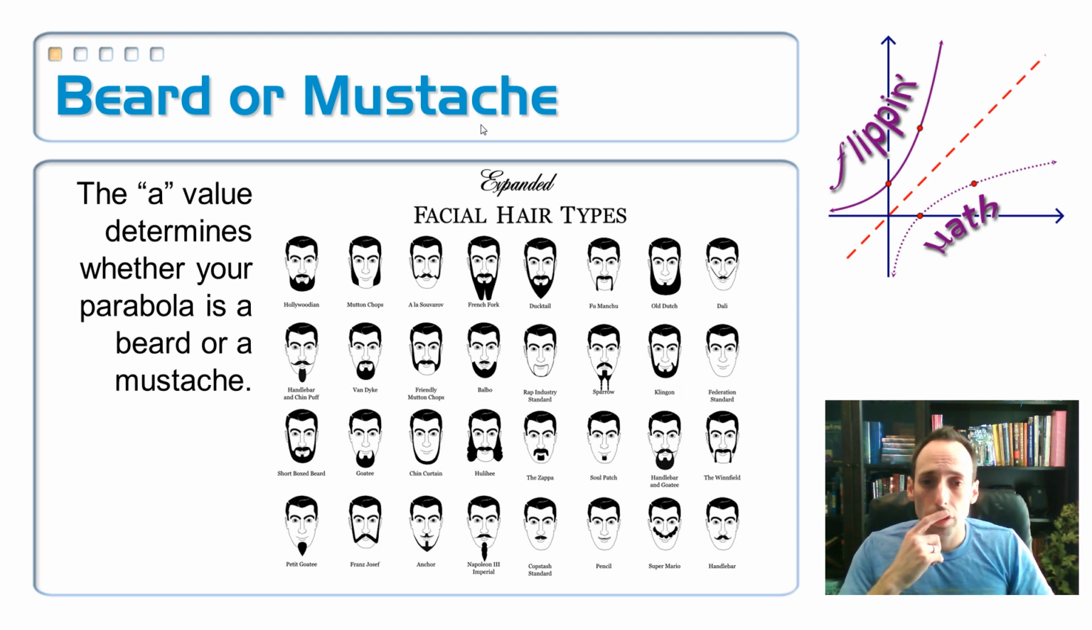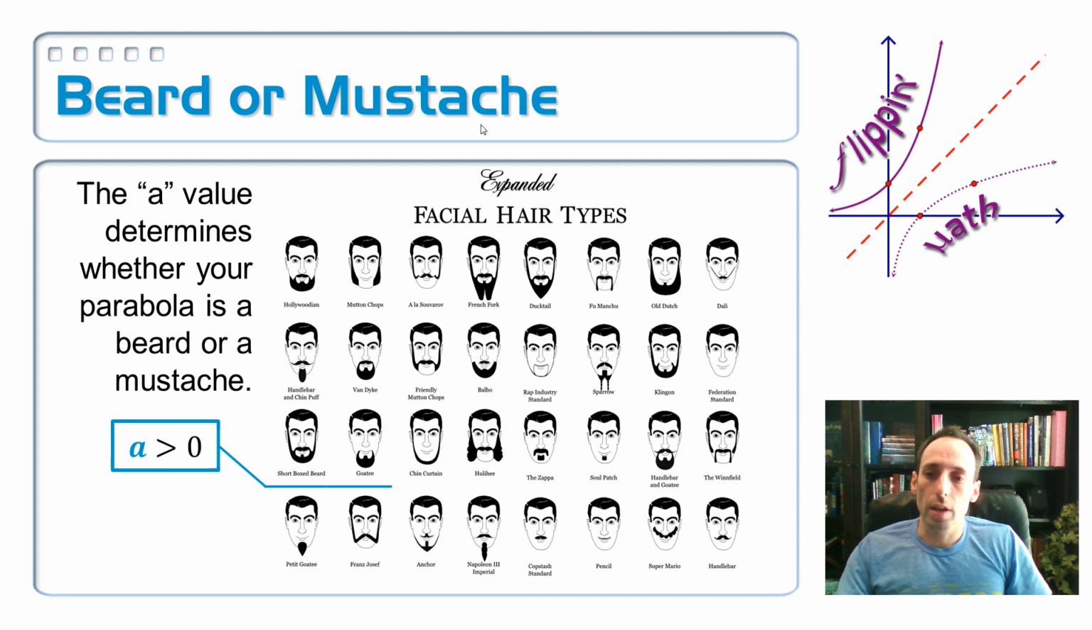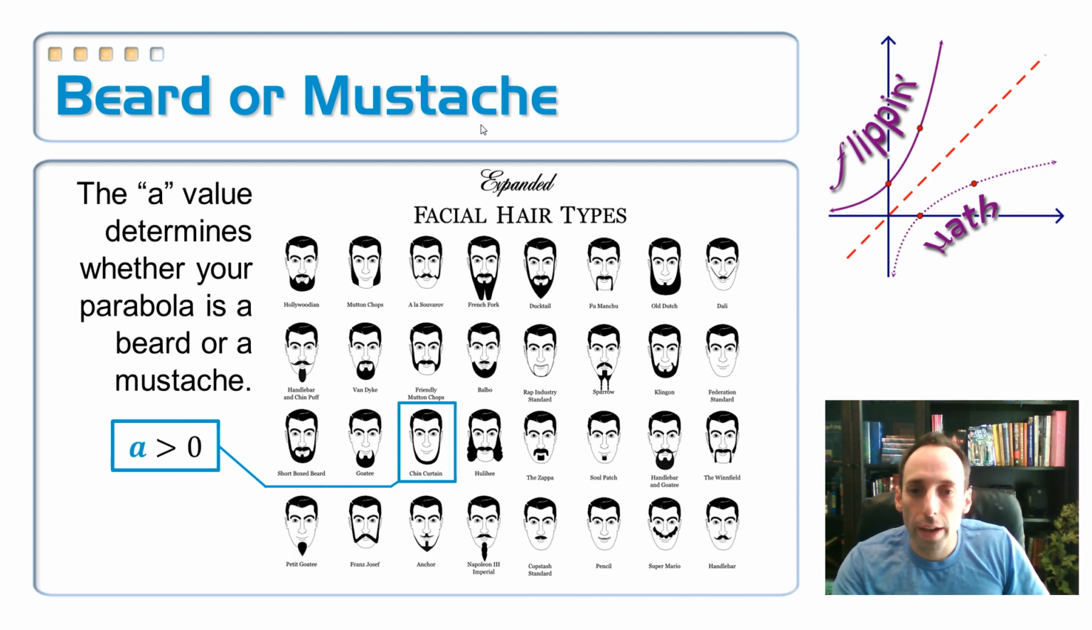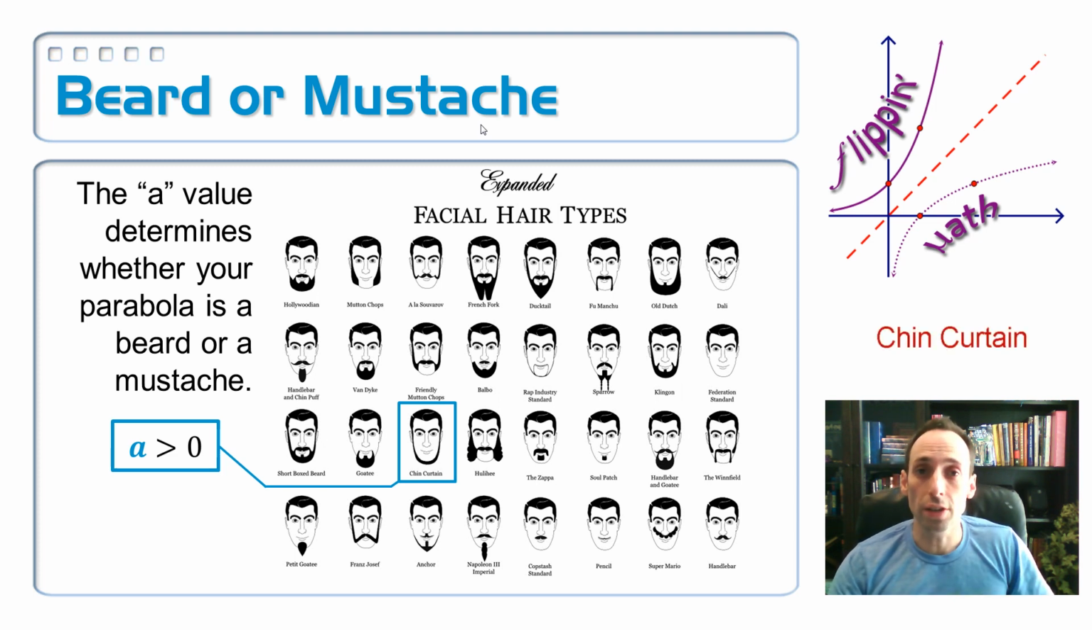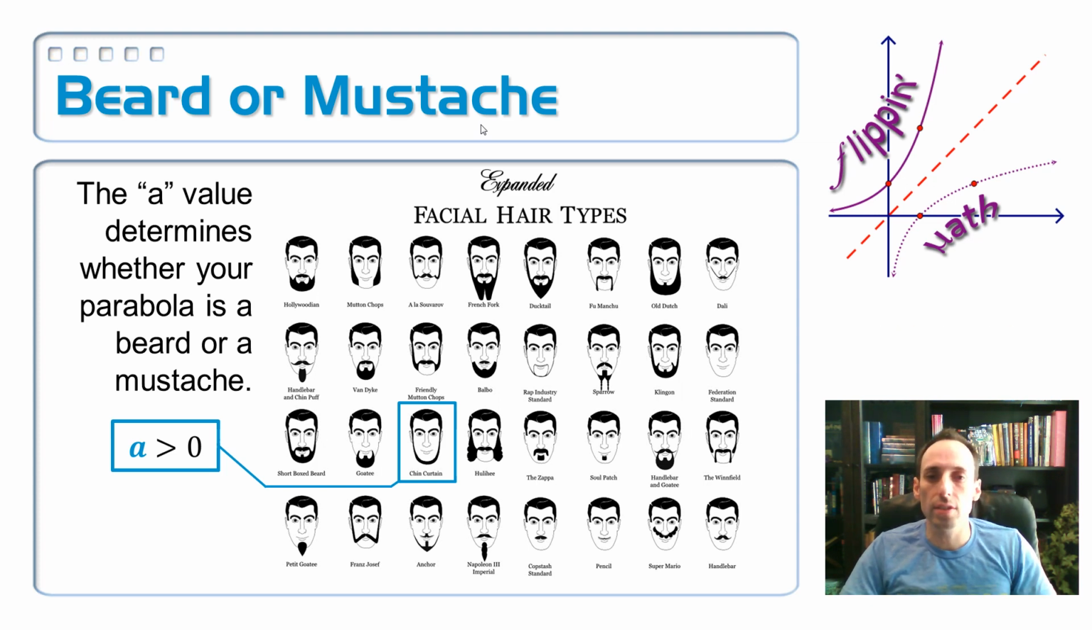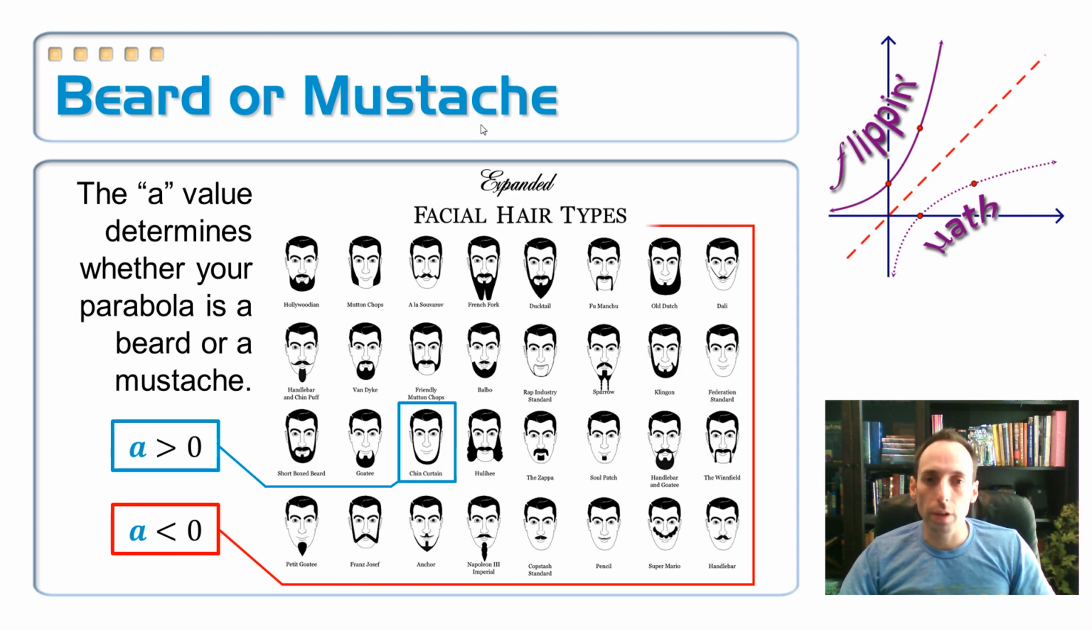Okay, so here's the ones that I came up with. So I'm going to say A is bigger than 0, so this is a parabola that opens upwards with that chin curtain. That's kind of like what Abraham Lincoln has. Okay, and I'm going to say A is less than 0, so it's negative, it's flipped upside down. You can have yourself a mustache, sorry.